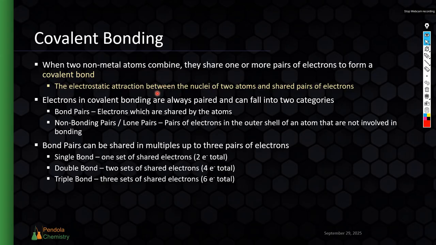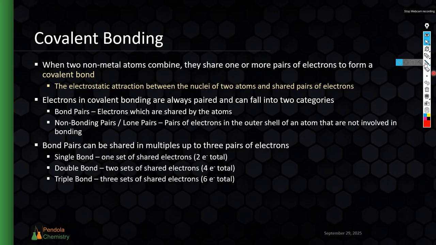Now, when we look at covalent bonding, we have to start by just defining what covalent bonding is. Covalent bonding usually is going to happen between two non-metals, although it can happen with metalloids sometimes, but most of the time we're going to be looking at non-metals. And when covalent bonding happens between non-metals, they're going to share one or more pairs of electrons to form a covalent bond.